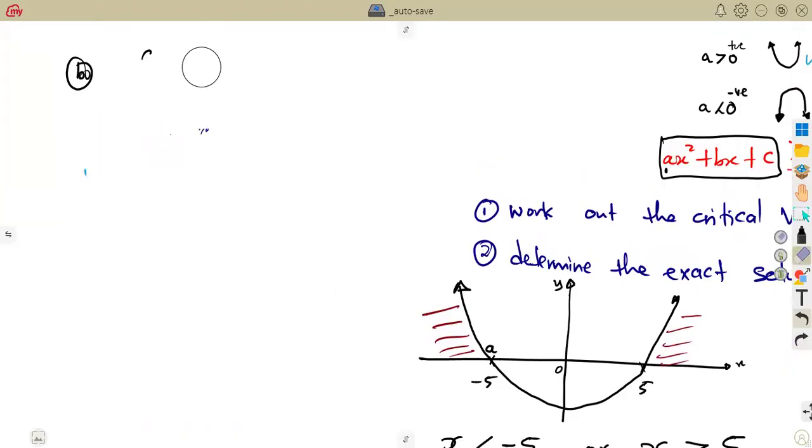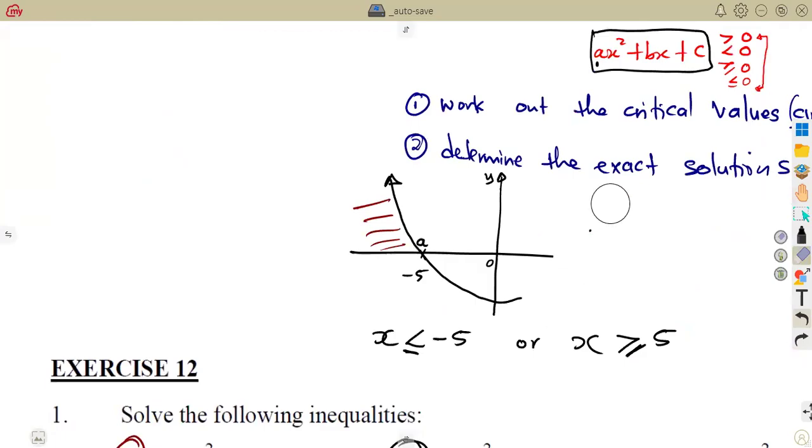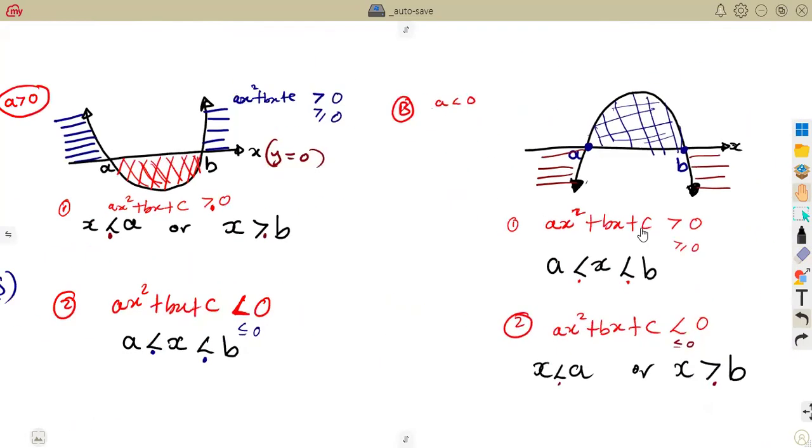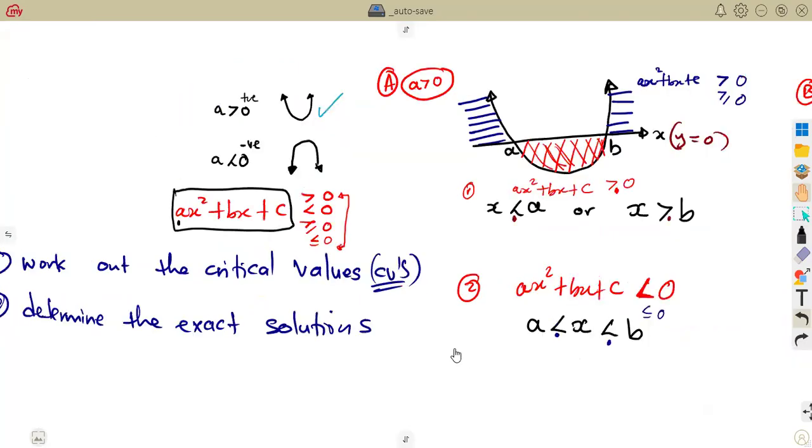As long as you have the critical values, guys, sketch that function, then from the sketch, determine your solutions. There are only two shapes. Where a is greater than 0, you're going to have a smiley shape like this one. Solutions will be like this, unless we have a condition where we do not have solutions at all. This is what you're going to be expecting in your questions.